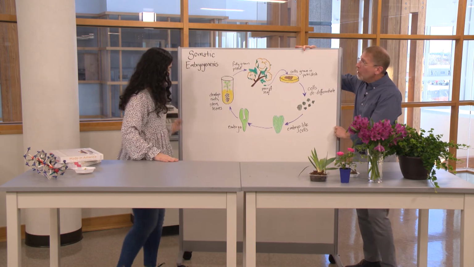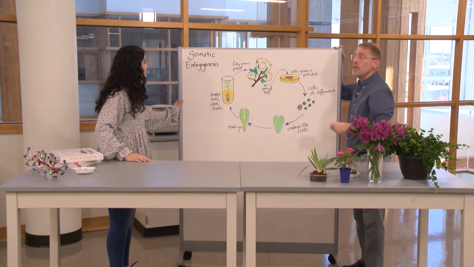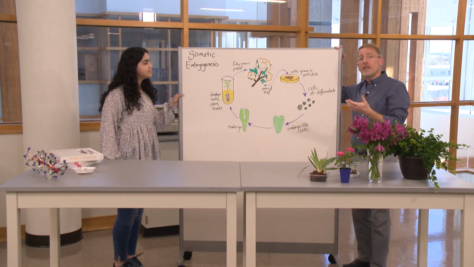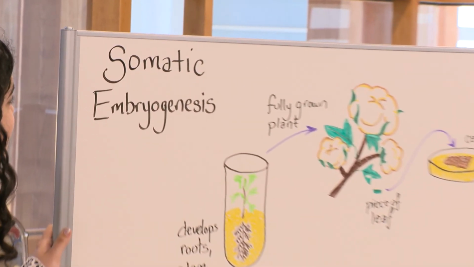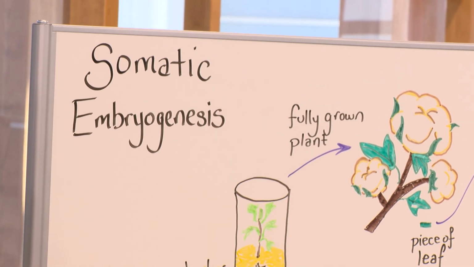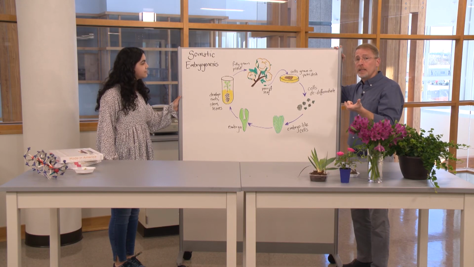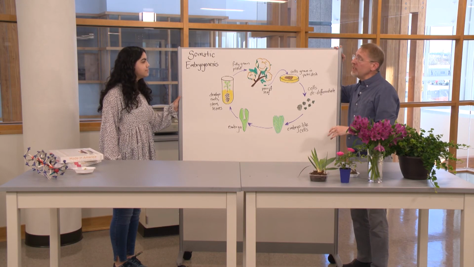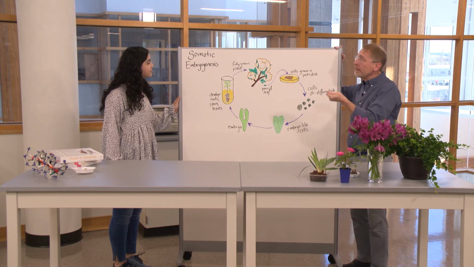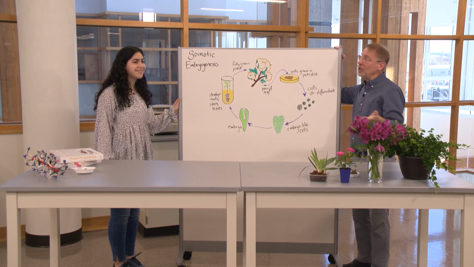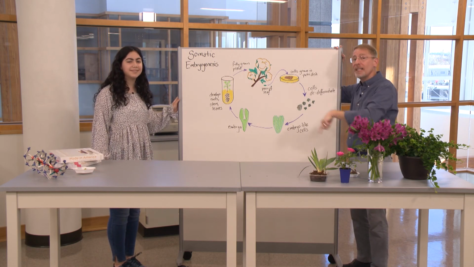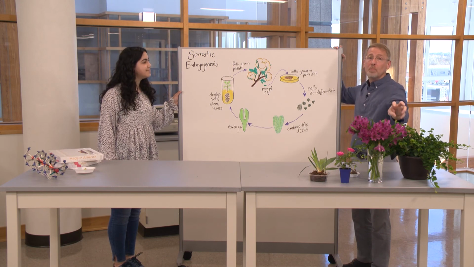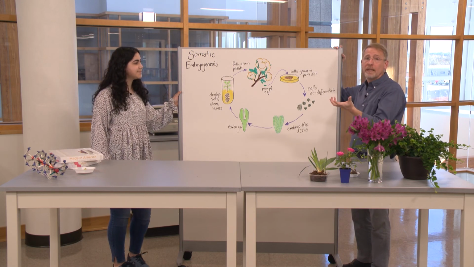Great. So let's talk about words. Somatic embryogenesis. Embryogenesis is the formation of a new plant, the beginnings of forming a new embryo, a new plant. A somatic cell is a cell that's not a reproductive cell. It's not a pollen grain that has a sperm in it or an egg cell. It's a cell like a leaf cell or a root cell. So somatic embryogenesis is building an entirely new plant from a part of the plant that isn't normally involved in reproduction.